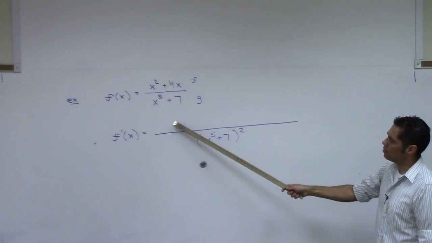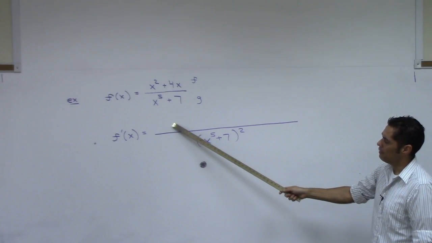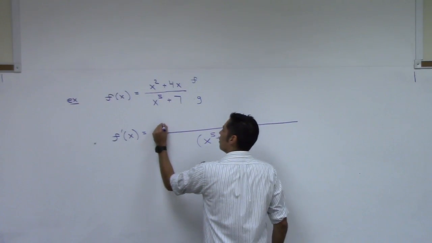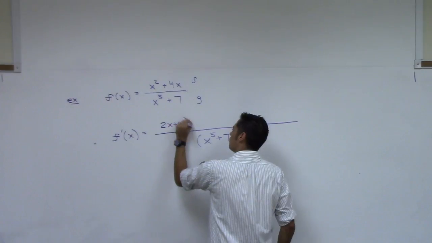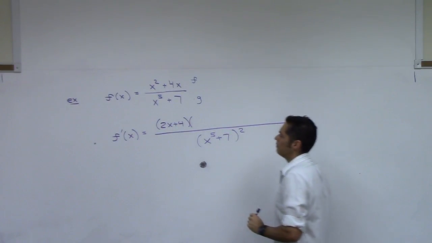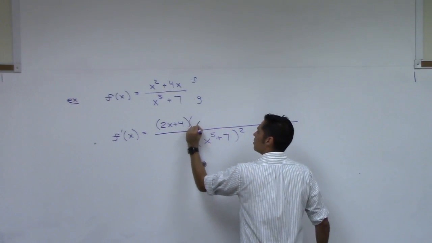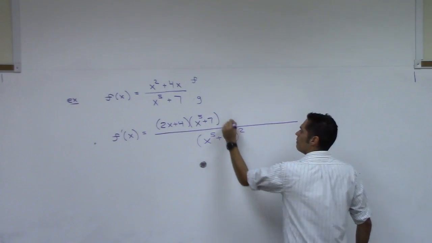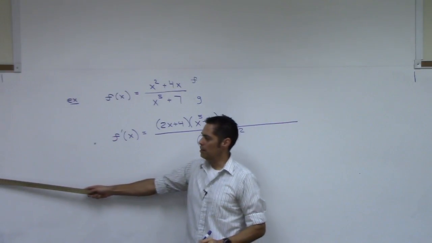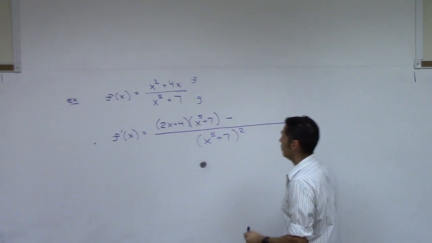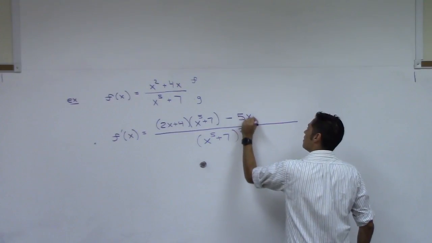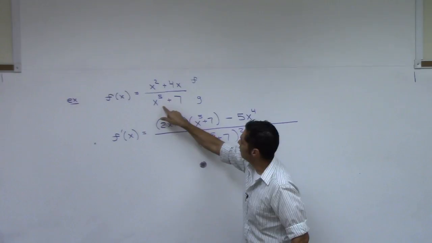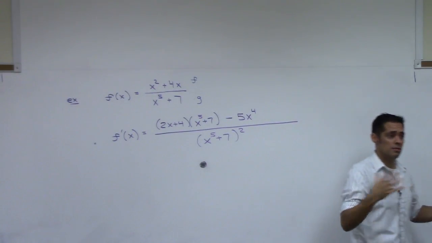What's the first piece going to be here? f prime, which is 2x plus 4. 2x plus 4 goes here. And then times what? g, which is just x to the 5th plus 7. And then very important now, minus g prime, so the derivative of the bottom. 5x to the 4th, and that's it, right? It's just a single term. The derivative of this is just 5x to the fourth. Derivative of 7 is 0, so it's gone.